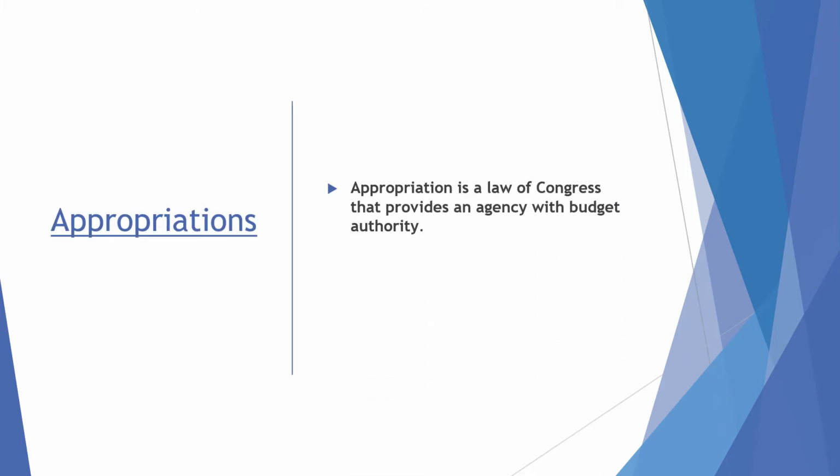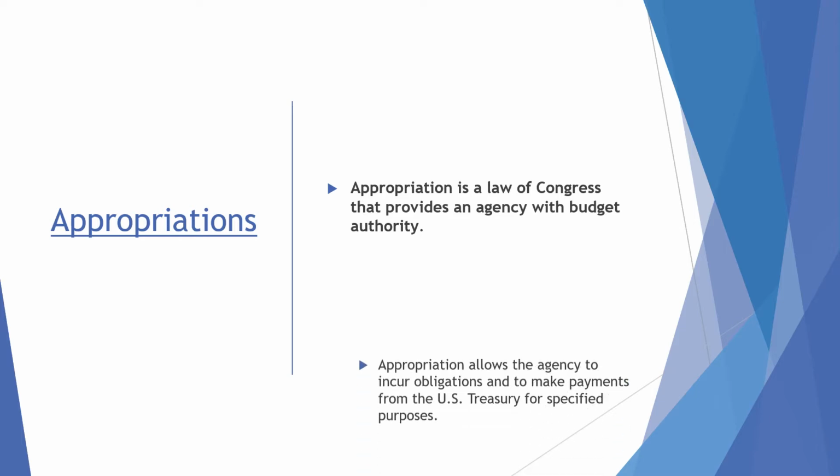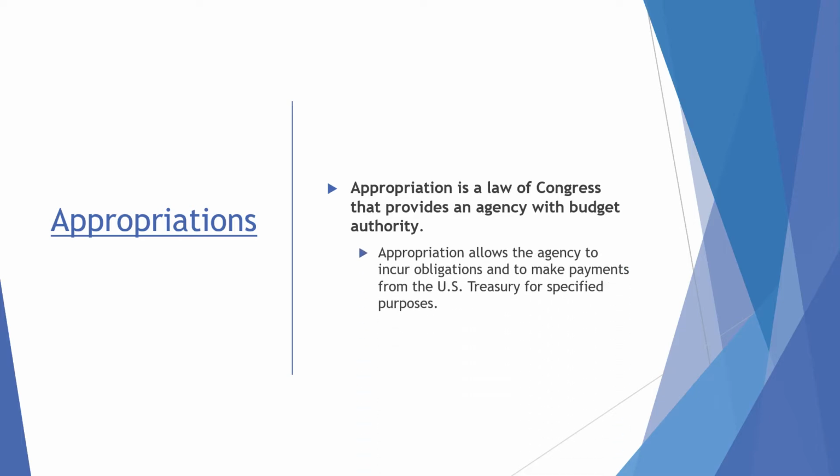Before we delve deeper into grants, let's discuss appropriations. Appropriation is a law of Congress that provides an agency with budget authority. It allows the agency to incur obligations and to make payments from the U.S. Treasury for specified purposes. Appropriations are definite or indefinite. Definite, which means it is a specific sum of money, or indefinite, an amount for such sums as may be necessary.